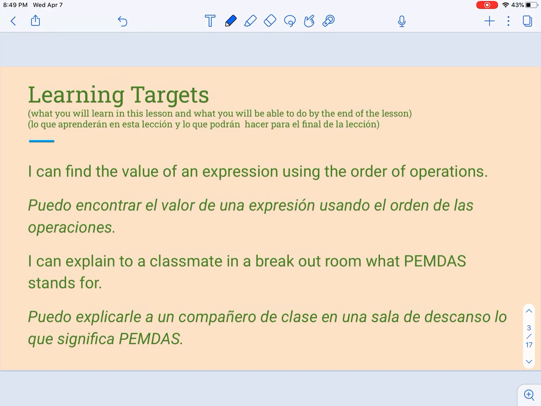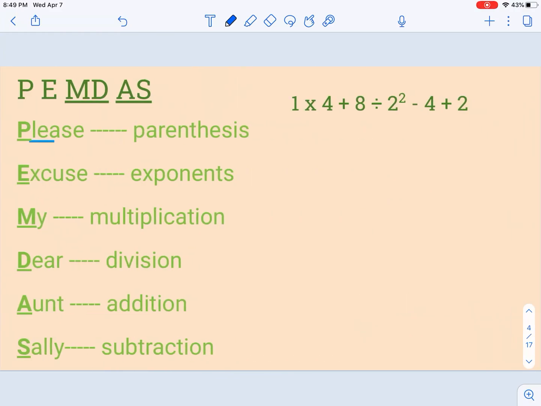So some learning targets first. I can find the value of an expression using the order of operations. And I can explain to a classmate in a breakout room what PEMDAS stands for. So PEMDAS is the saying that we're going to be using today. PEMDAS. Sometimes we say, please excuse my dear Aunt Sally. And this is a way for us to remember the order that you use when you're solving numerical expressions.